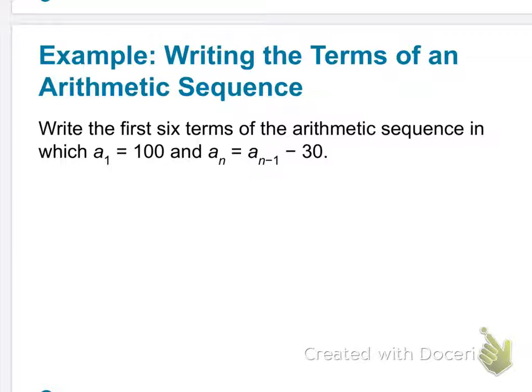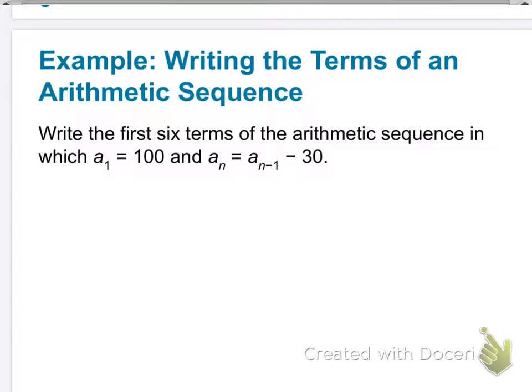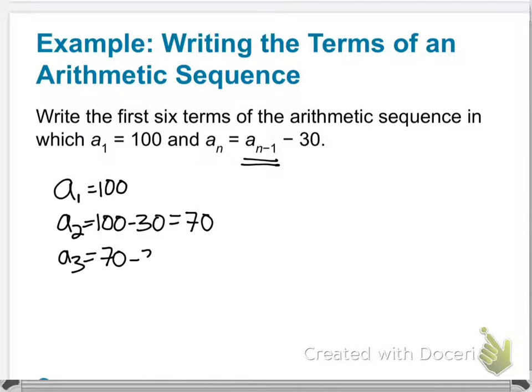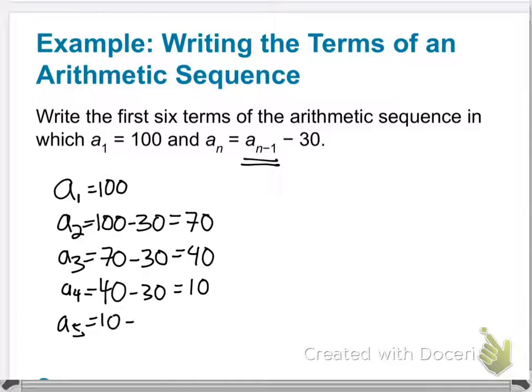Write the first 6 terms of the arithmetic sequence, where a sub 1 is 100. So a sub 1 equals 100. So we have a sub 2, which is going to be, remember this is one of those recursive formulas that tells us it was the one before it, so that's 100 minus 30, which gives you 70. A sub 3, 70 minus 30, which is 40. A sub 4, again that one from before it, so 40 minus 30 equals 10. A sub 5, 10 minus 30 equals negative 20.